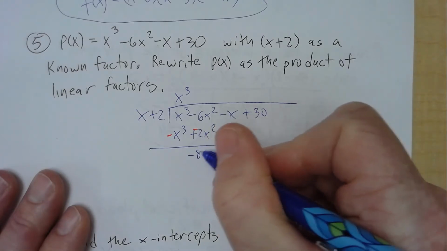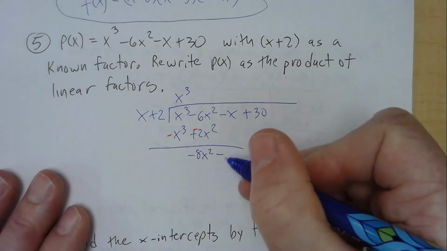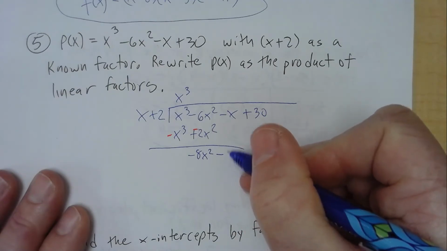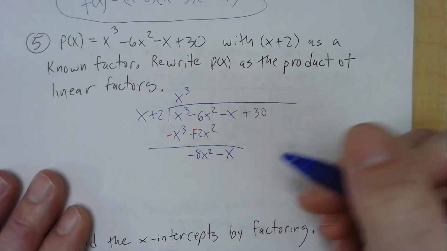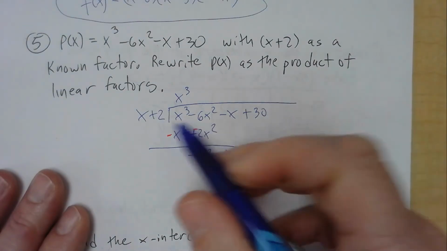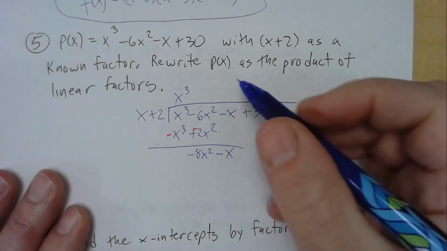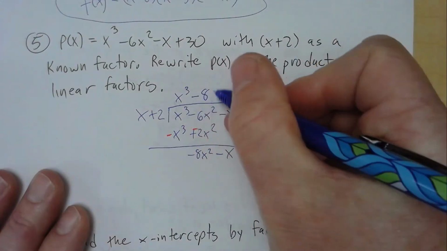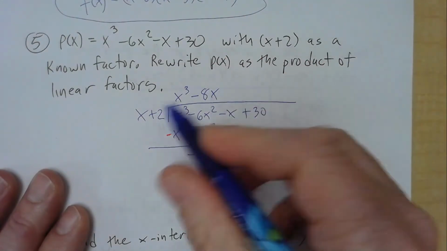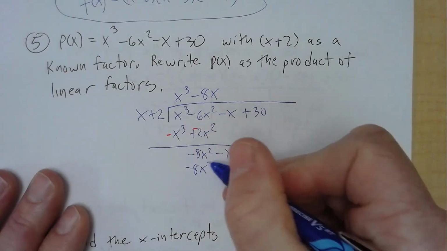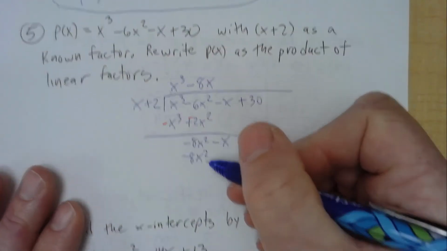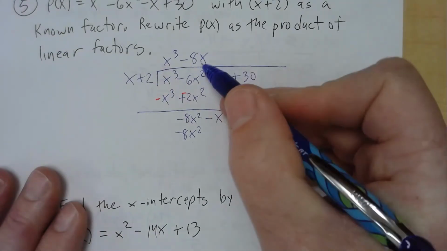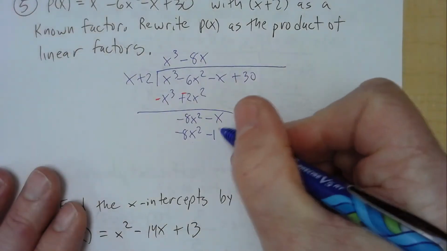So it'd be minus 8x squared. And then minus x. All right, now I need a negative 8 and then an x to make it negative 8x squared. So negative 8x. So this times this is negative 8x squared. Notice how these line up. They're the same. When you subtract it, it's going to cancel out. This times this would be negative 16x.